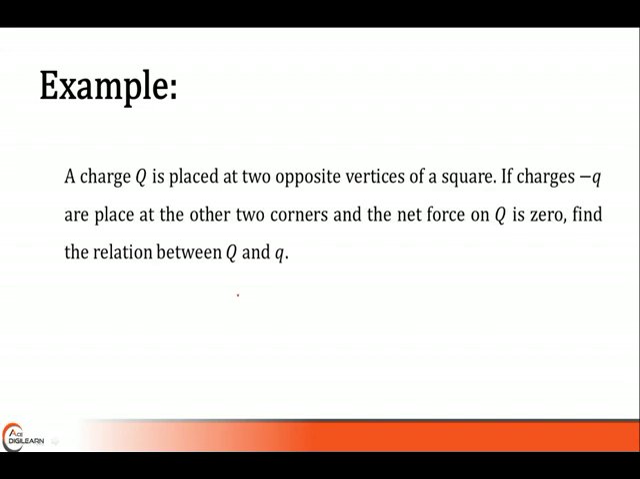Let's again get into an example. A charge Q is placed at two opposite vertices of a square. If charges minus q are placed at the two other corners, and the net force on Q is 0, find the relation between Q and small q.